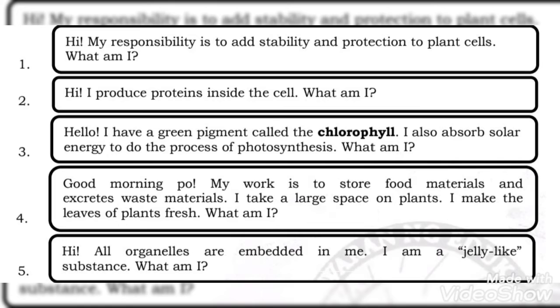Number 5. Hi, all organelles are embedded in me. I am a jelly-like substance. What am I? So we can see it in both animal and plant cell. So the answer is the cytoplasm.